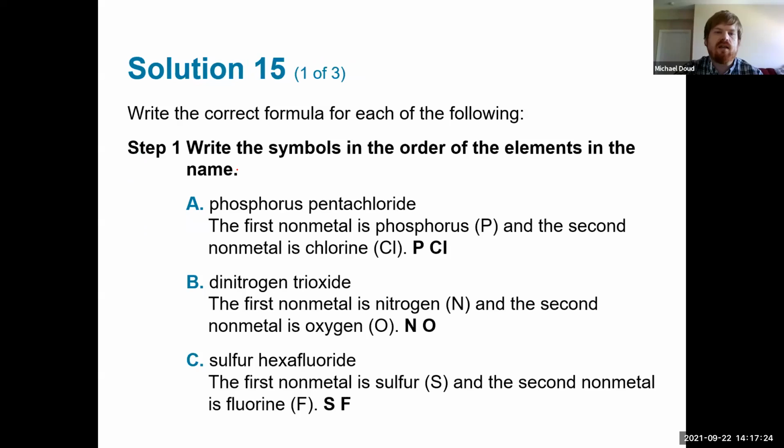Okay, let's assume we're back now. Each time, what you do is try to identify which elements there are. First up, phosphorus pentachloride is a combination of phosphorus and chlorine. Dinitrogen trioxide is a combination of nitrogen and oxygen. Sulfur hexafluoride is a combination of sulfur and fluorine.